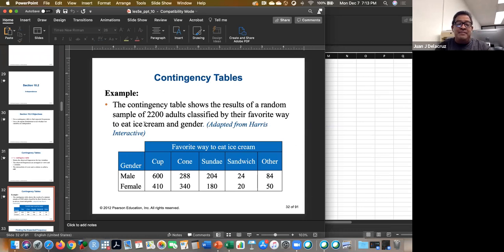So probably if I am the owner of, or one of the managers of these big companies, that I don't know the name of any ice cream company, but they probably will run surveys in a more random way. So this is the data. So we have males eating ice cream in a cup, females, so on and so forth.